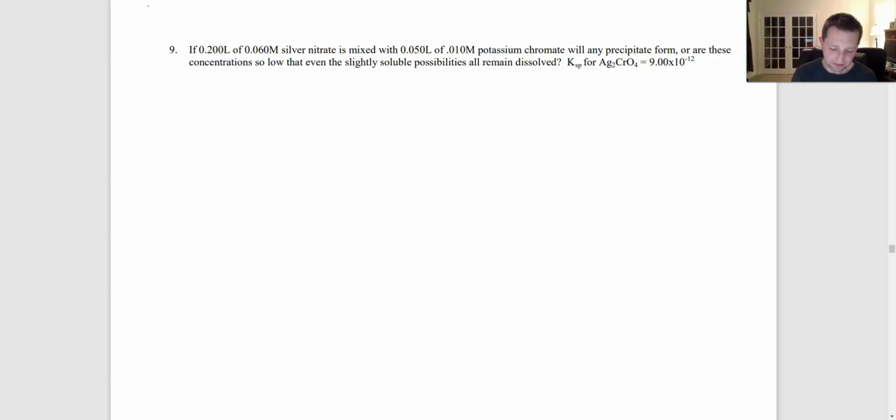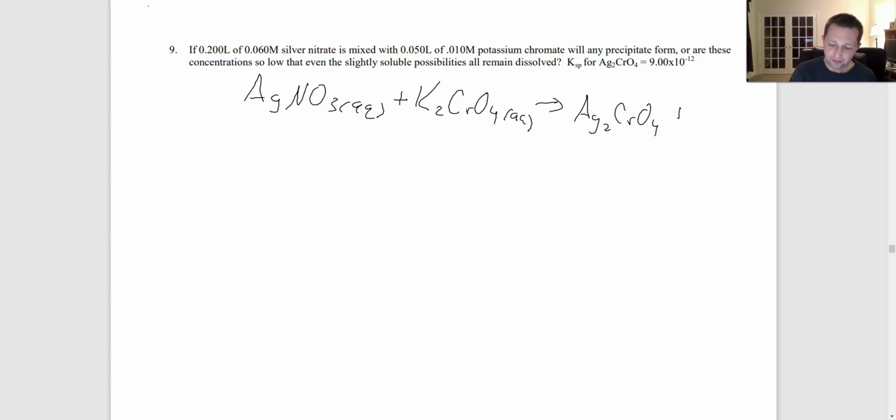So let's do that. So we have silver nitrate, aqueous, plus potassium chromate, K2CrO4, aqueous, yields, double replacement reaction, so we have silver chromate, so that's Ag2CrO4, and potassium nitrate.